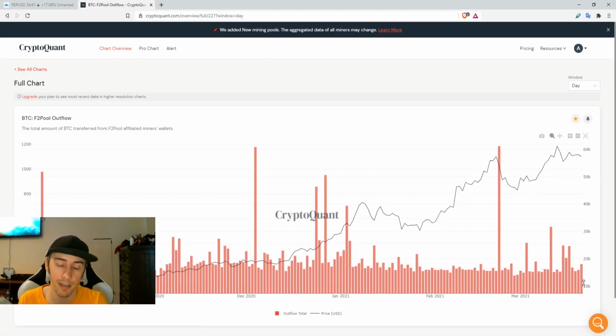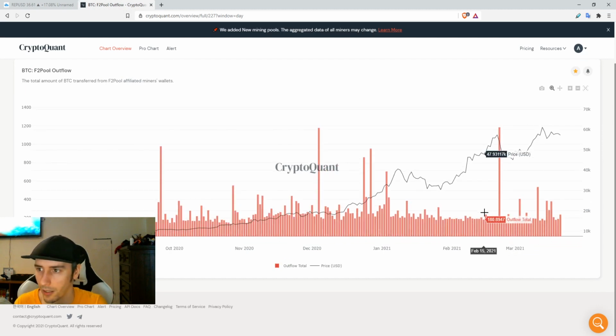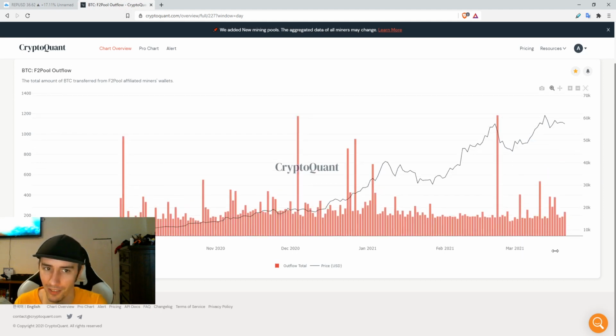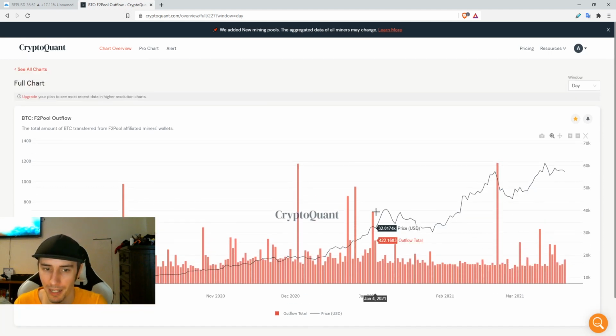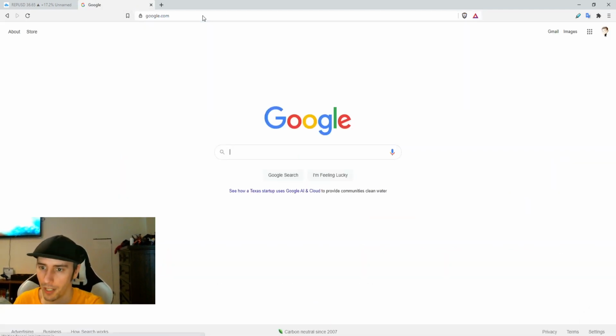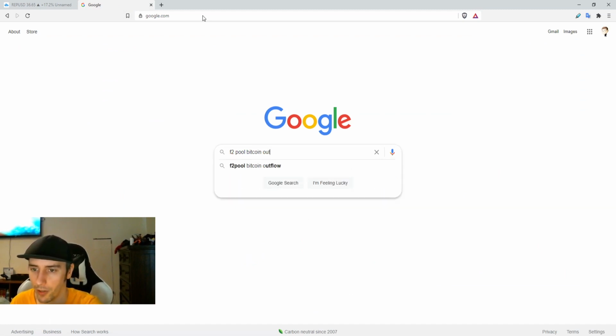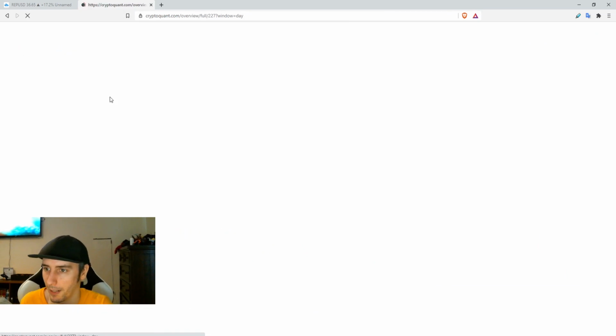So again, F2Pool for their Bitcoin outflows, they had 200, and wait, what? That's not right. Did they update their data? What? This isn't what their data looked like before. I'm going to have to look into this more, but this is really weird. Let's try this one more time. F2Pool Bitcoin outflow. Unless I just went to the wrong link, because I did click on that one that was up top there.